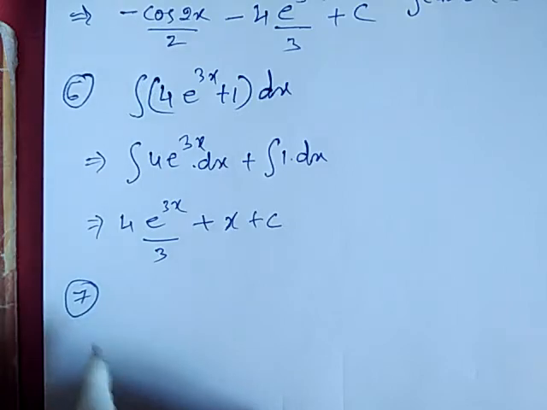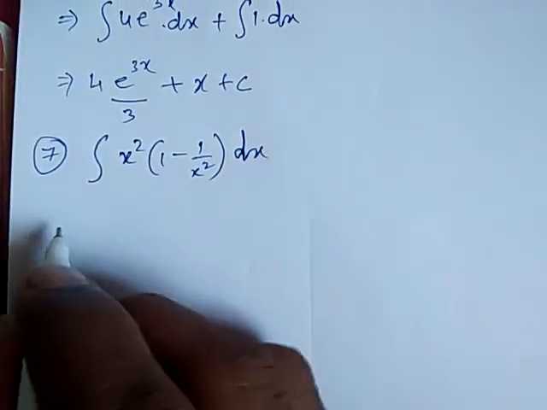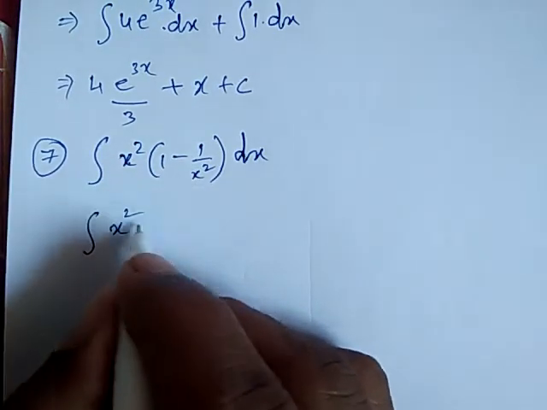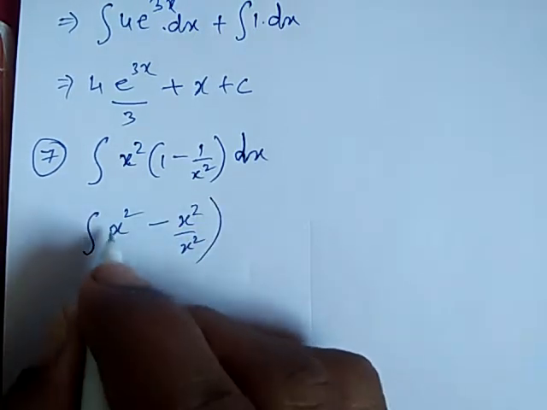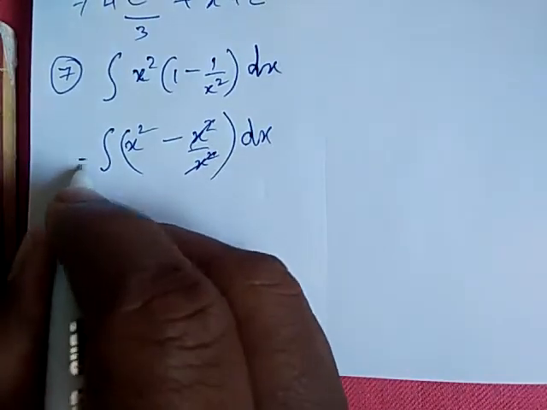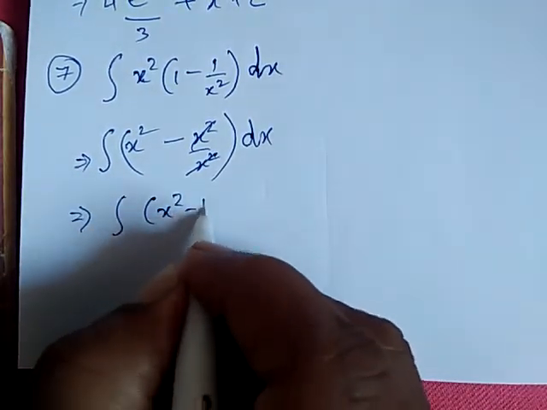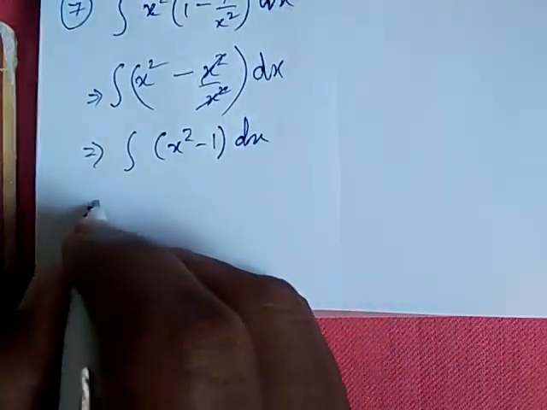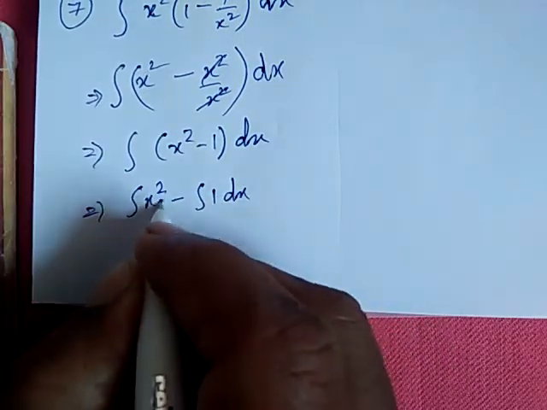So simple way. Next go for question number 7. See, question number 7 looks bigger, so you make it like this: x square into 1 is x square, minus x square into 1 is x square, divided by x square, into dx you can write. So here x square gets cancelled, so this can be written like this: x square minus, here x square cancels, means 1, dx. So this will be integration of x square minus integration of 1 dx. Here also dx will come.